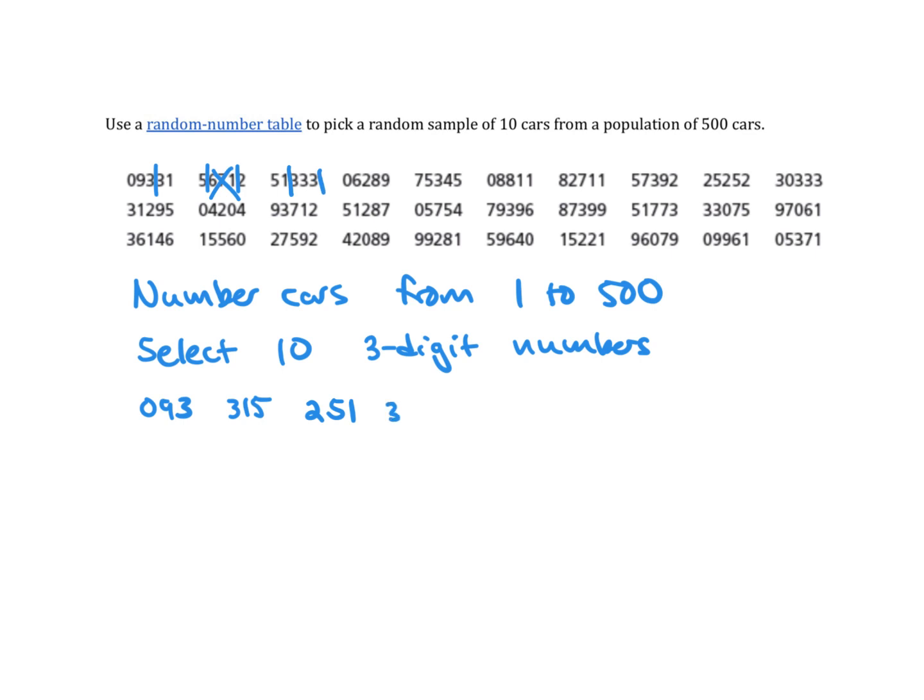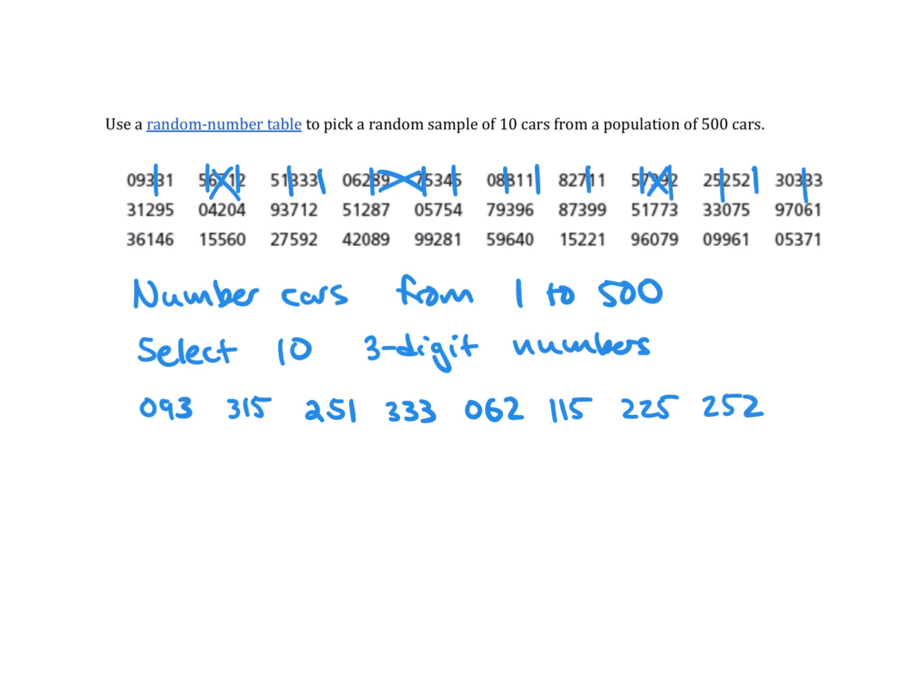Next I get 333 and 062, which is the number 62. Next I get 897. That one's too big. It's not between 1 and 500, so I don't use it. I don't use 534, too big. I don't use 508. I can't use 811. I can't use 827. I can use 115. I can't use 739. I can use 225. 252 is good.